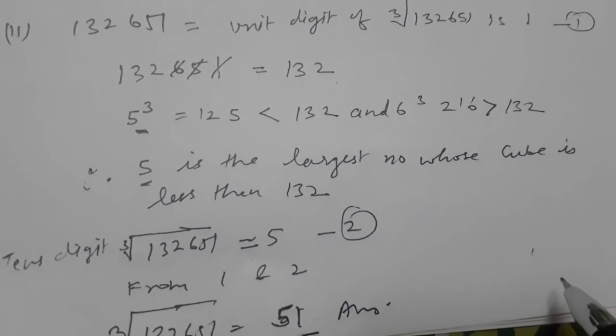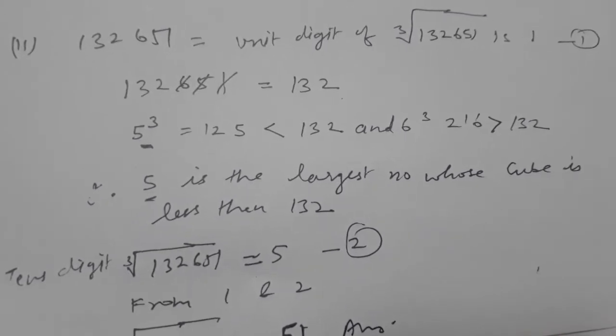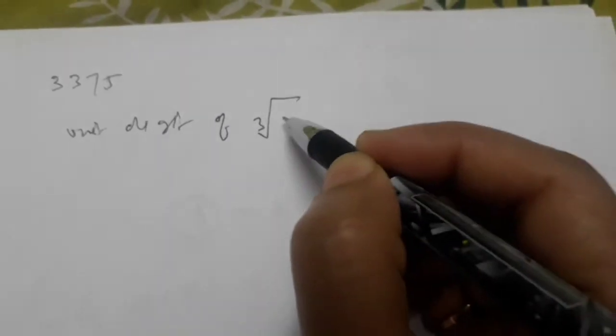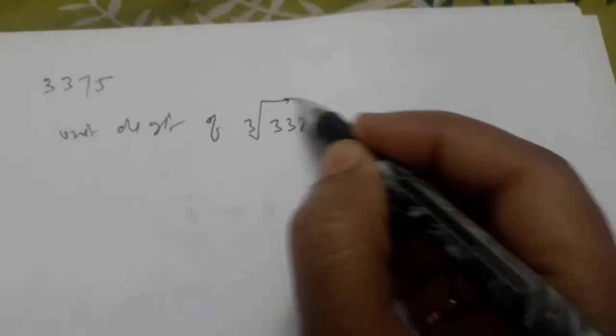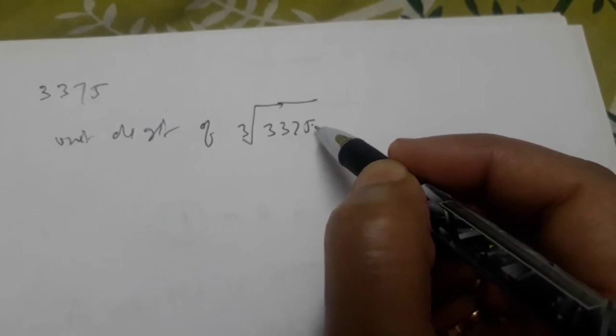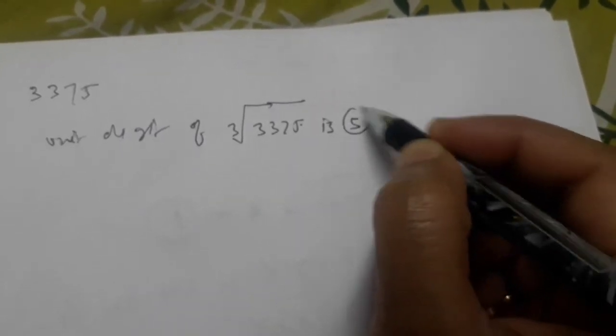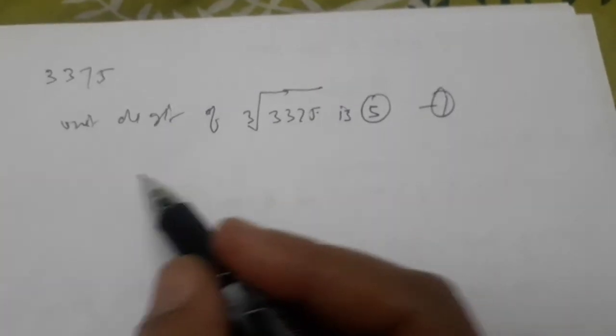Now come to the third part. The third part is 3375. So the unit digit of the cube root of 3375 would be what? 5. 5 5s are 25, 25 5s are 125. So 5 will become our first statement.